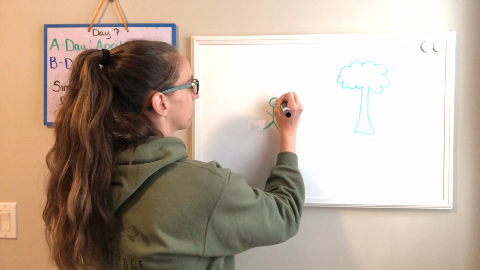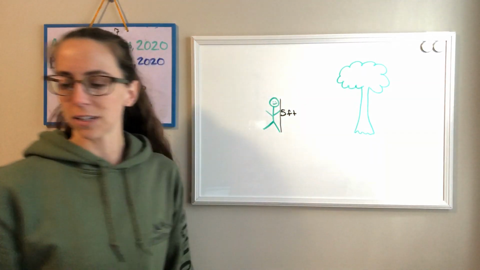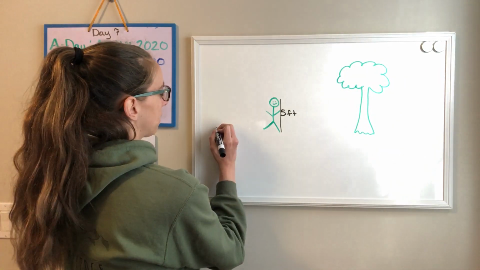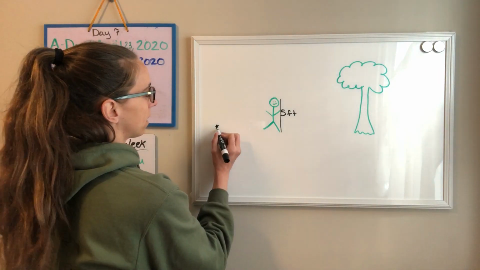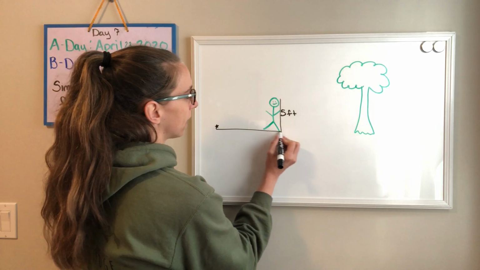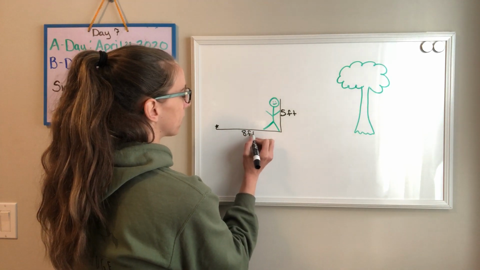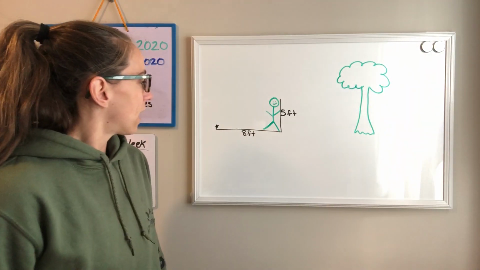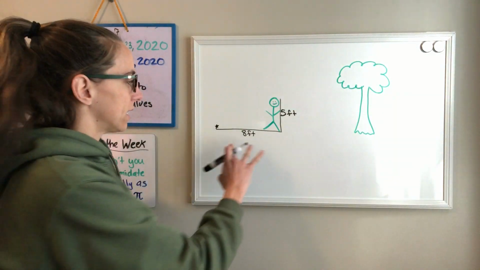So I know that he is 5 feet tall. I'm also going to give you a nice point right here. I'm going to say this is going to be our starting value, and our little guy is going to be 8 feet away from that starting point. So again, I'm just giving you some information. And I know his height is 5 feet and his distance is 8 feet.